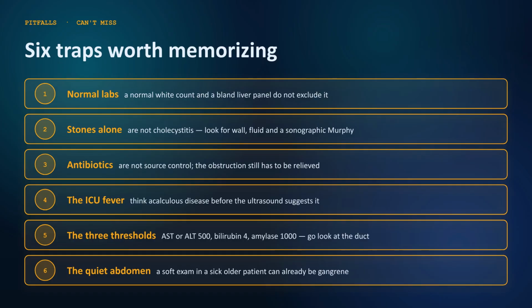Fourth, in a critically ill patient with unexplained fever, think acalculous disease early. Fifth, cross any of the 3 duct thresholds and go look at the duct. And sixth, a soft abdomen in a sick older patient can already be gangrene. Every one of those is a delay in disguise, and delay is the single variable that turns this from a routine admission into a complicated one.